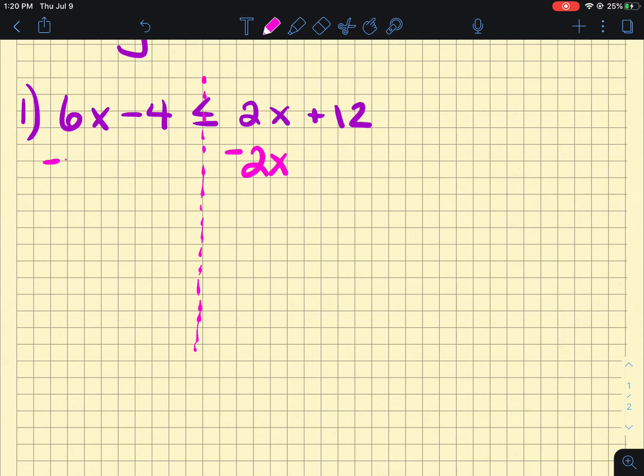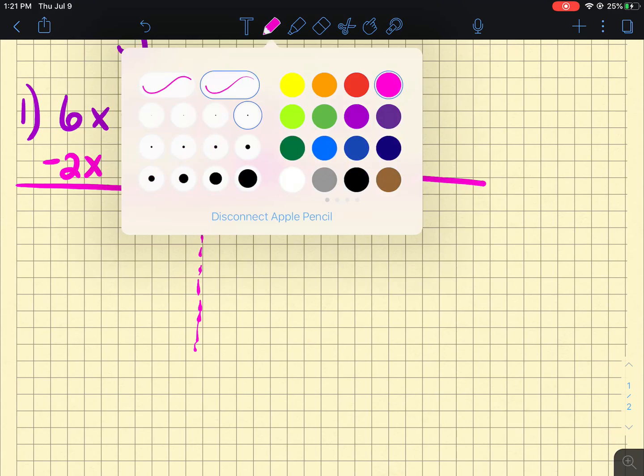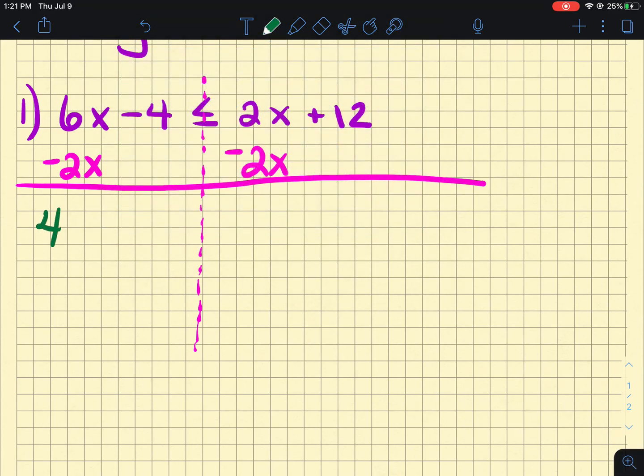So I'm subtracting 2x from each side. Notice where I lined up the negative 2x. It's under the 6x because that's what it goes with. So 6 minus 2, or 6 plus negative 2, is 4x. That minus 4 next to it, we didn't do anything to. I have a dotted line that helps me to remember less than or equal to. And this became a big fat 0, and I'm left with a 12 on this side.